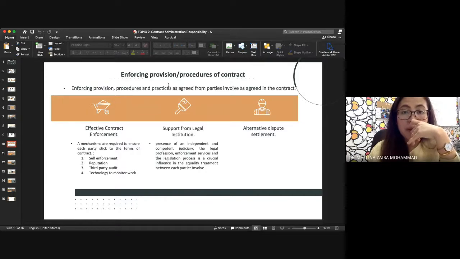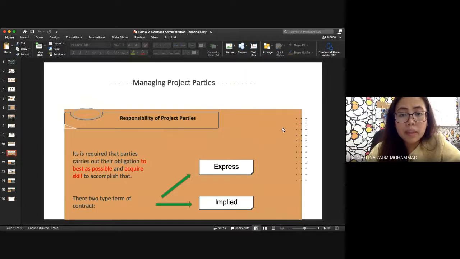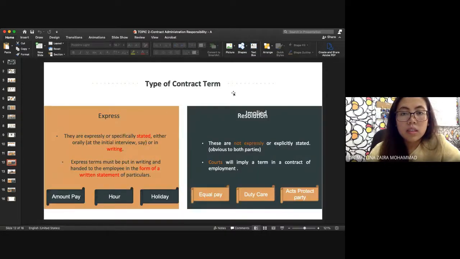How do they enforce the procedure? The contract is a legal document, so they can enforce anything they already put in. For example, if they mentioned that the contractor will be penalized for delaying the project, they can enforce it because the contract is legal. From there, maybe they deduct the payment or anything, depending on what they agreed on. And then managing the project parties: those parties involved, they have to manage as well. What else? Type of contract.